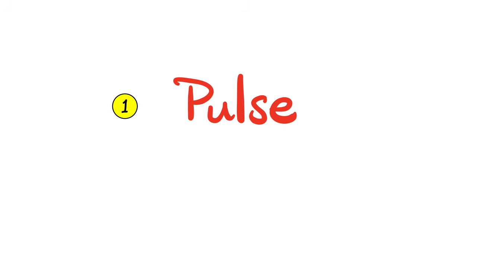So let's talk about these vital signs in detail, starting with number 1, the pulse. Remember that in infants, one of the easiest arteries to palpate is the brachial artery. And in adults, the easier ones are the radial and the carotid.